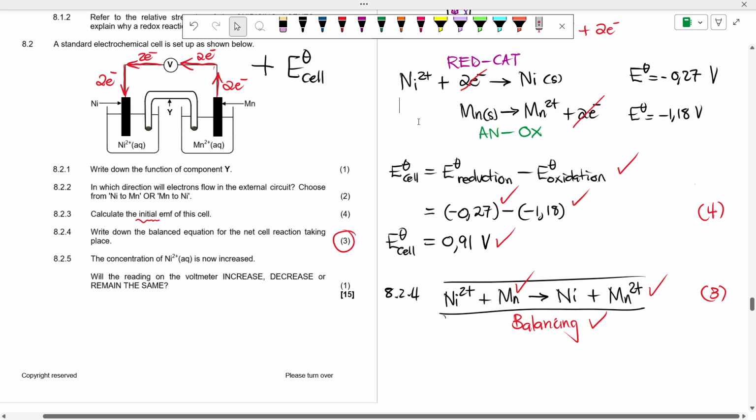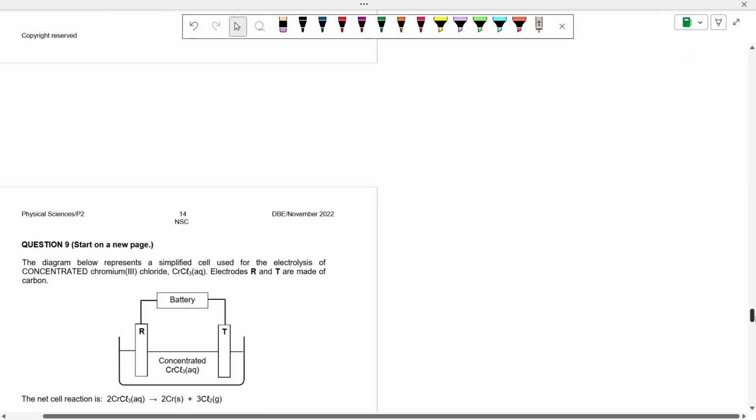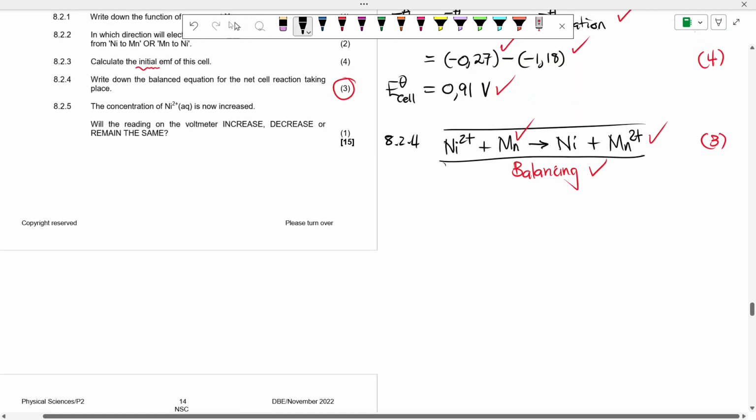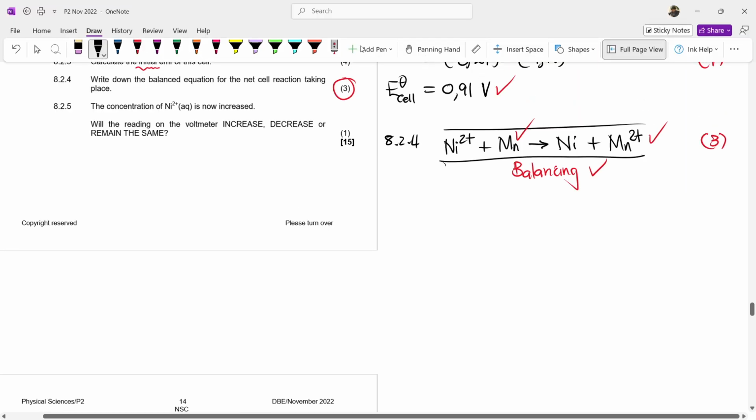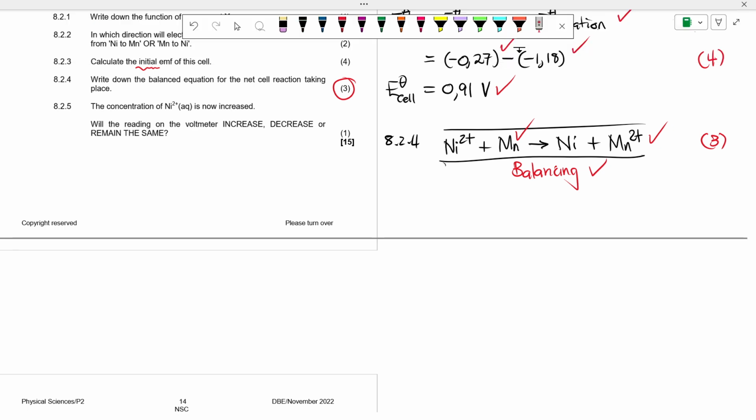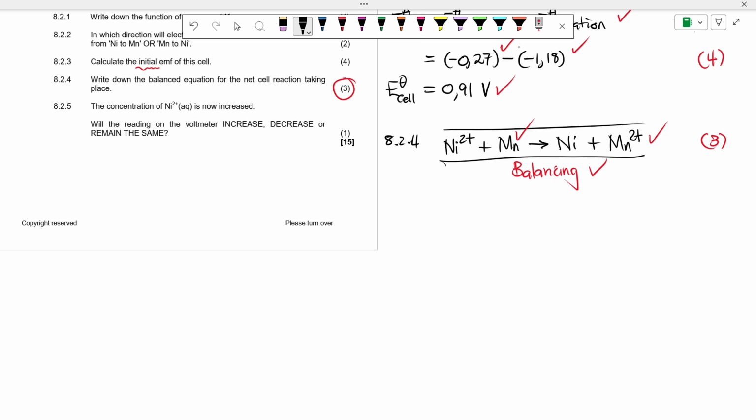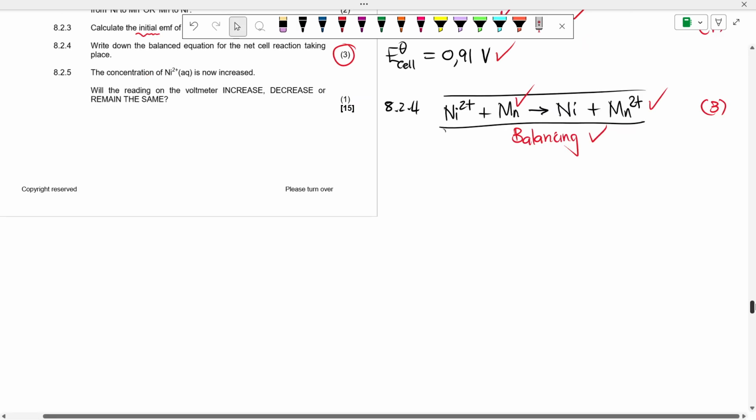But let's see. Concentration of nickel 2 plus is increased. Will the reading on the voltmeter increase, decrease, or remain the same? So here's how to answer this one. It's an application of Le Chatelier's principle, actually. So let me just copy this and paste it down here so that we can quickly look at it. Sometimes that question can be 3 marks because they'll want the reason. And they'll say use Le Chatelier's principle to explain.